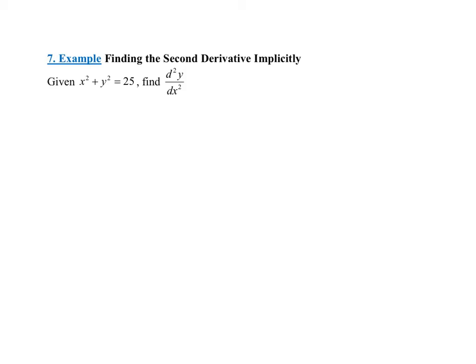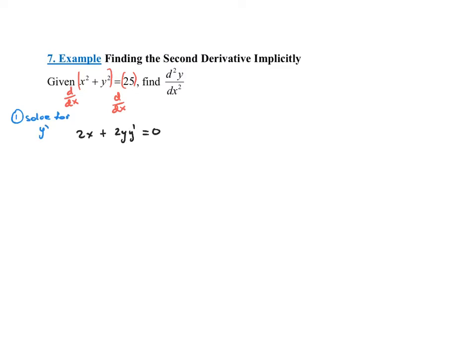Well, the first thing that we're going to do, like we always do, is take the derivative with respect to x of both sides. Okay? So what's the derivative of x squared? That's 2x. What's the derivative of y squared? Again, this is chain rule, right? So it's 2y, y prime. What's the derivative of 25? That would be 0, right? We're going to still solve for y prime. So that's our first thing we're doing, is solving for y prime.